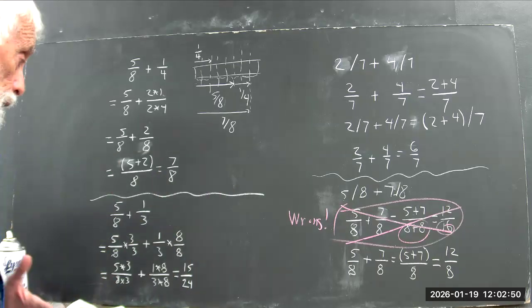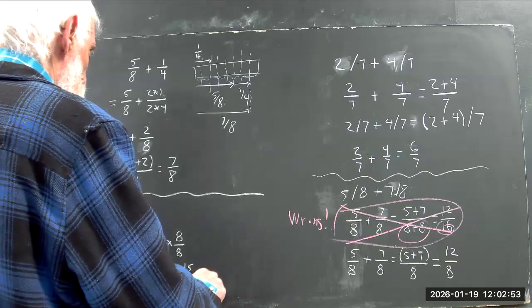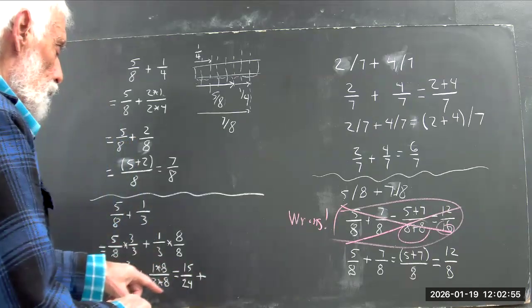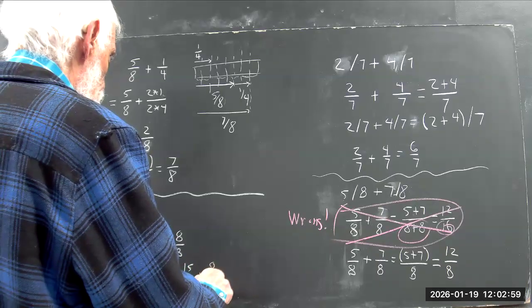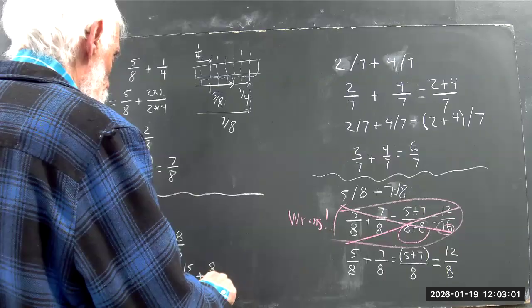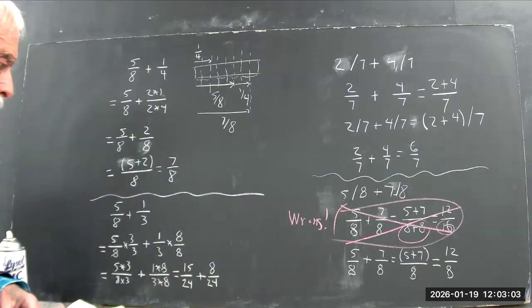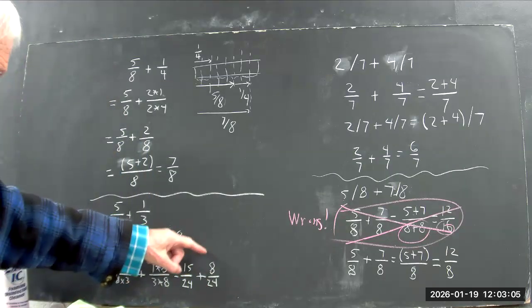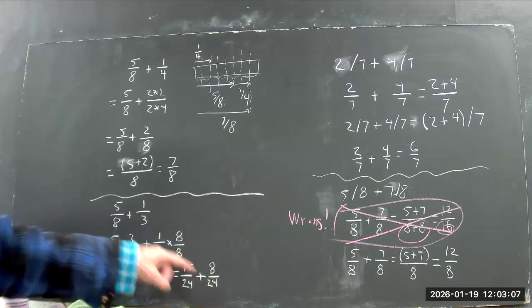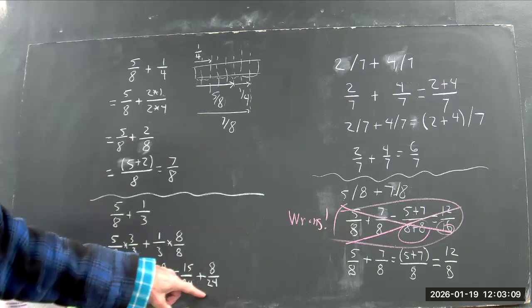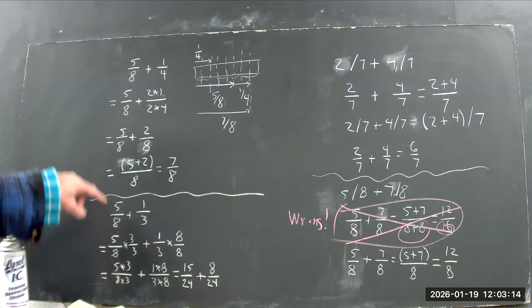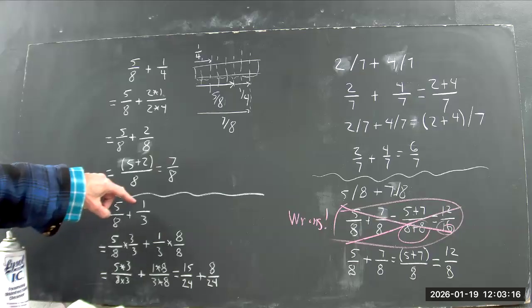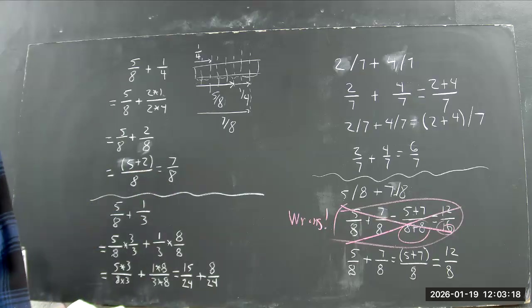Okay. And then we have plus 1 times 8 over 3 times 8, which is 8 over 24. And if we divide both numerator and denominator by 8, we get back to our 1/3. So these fractions, 15/24 and 8/24, are the same as 5/8 plus 1/3.